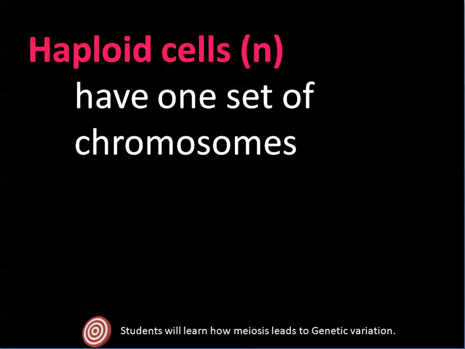Haploid kind of sounds like half. It's 1N instead of 2N. And it has one set of chromosomes. So the only things that are haploid cells in people and animals are going to be your sex cells, things like sperm or egg. So that is some examples of haploid cells. And what we're trying to do in meiosis is we're trying to take diploid cells and turn them into haploid cells.